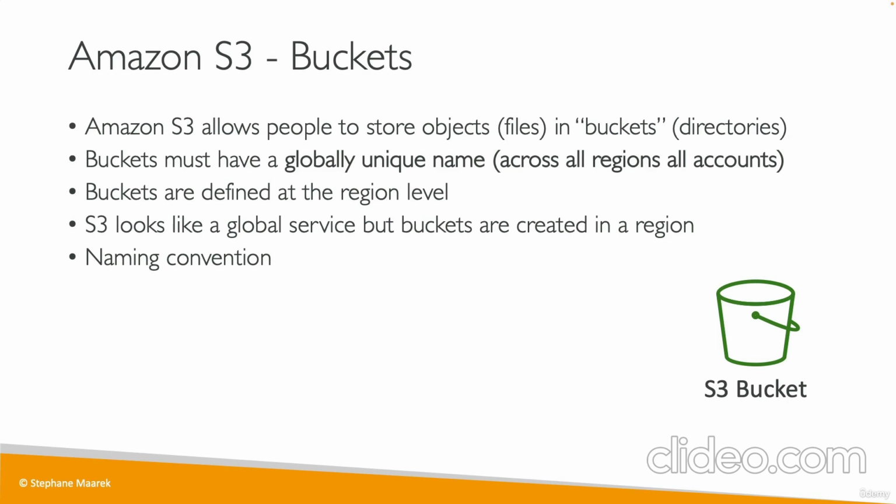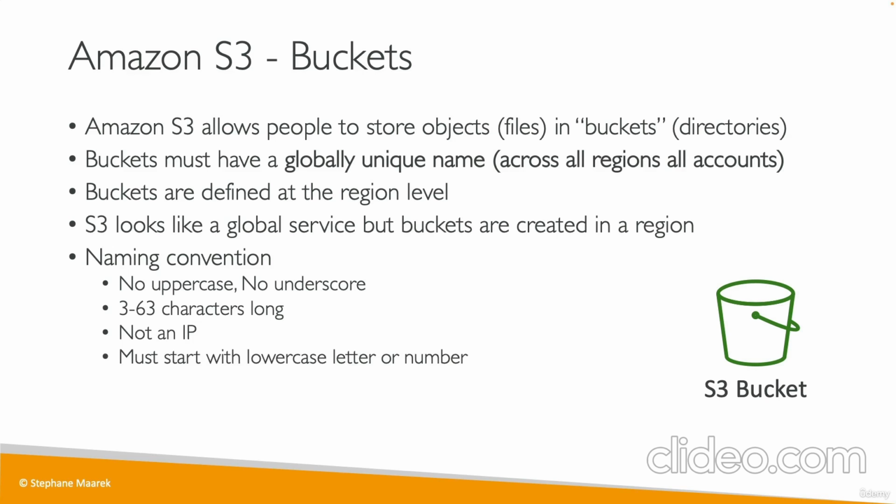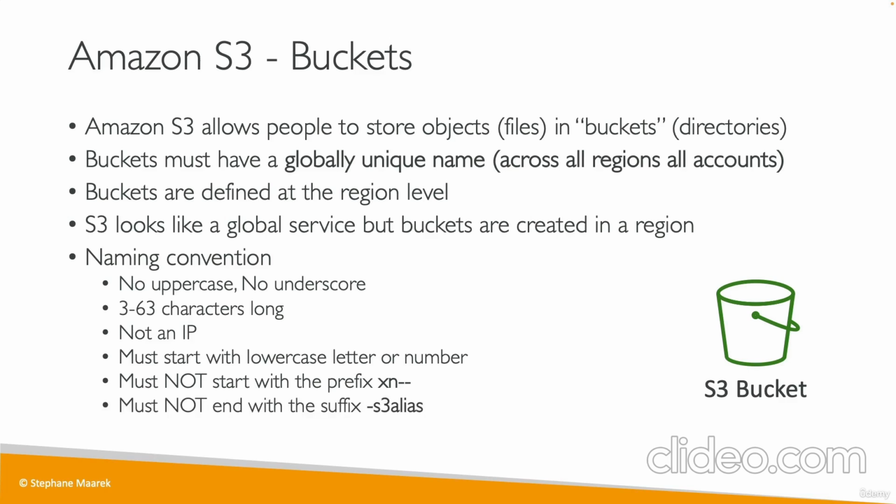You don't need to remember it, but it's good to know. Bucket names must have no uppercase and no underscore. They must be between 3 and 63 characters long. They must not be an IP. They must start with a lowercase number or lowercase letter, and then there are some prefix restrictions. As long as you use letters, numbers and hyphens, you're good to go.